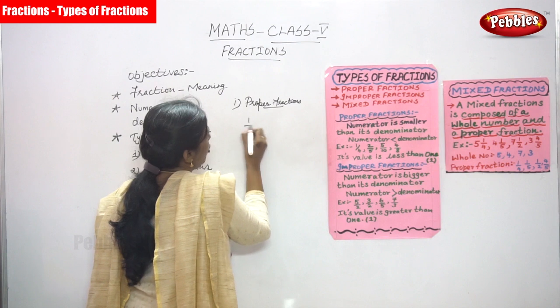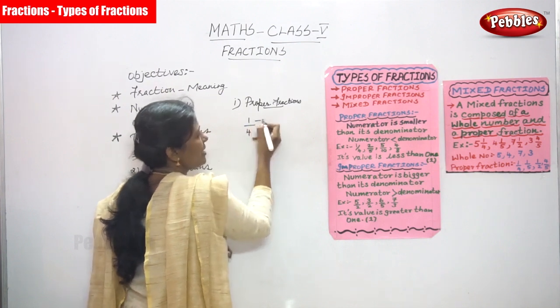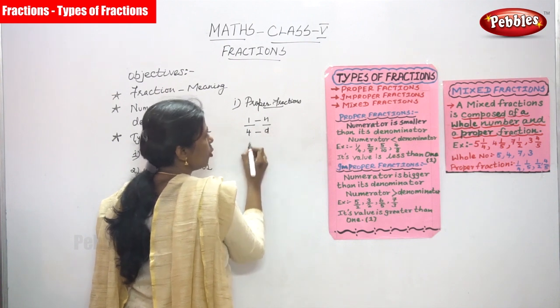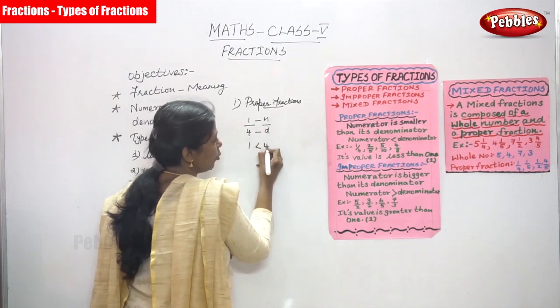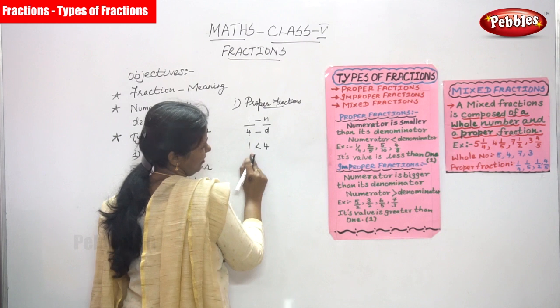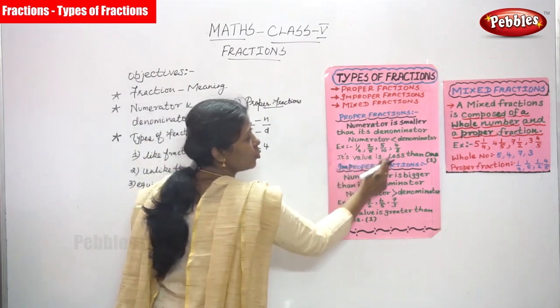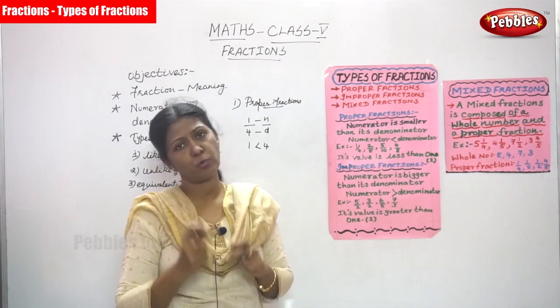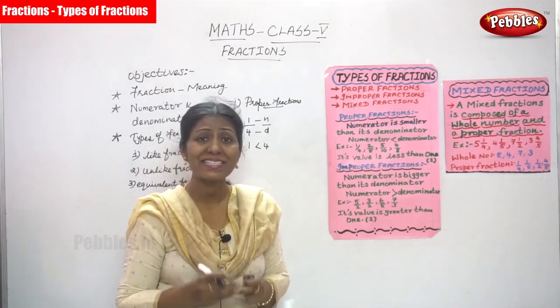For example, 1 by 4. So 1 is the numerator and 4 is the denominator. So 1 is less than 4. It is a proper fraction. So it is a value less than 1. Always, the value of a proper fraction is less than 1.